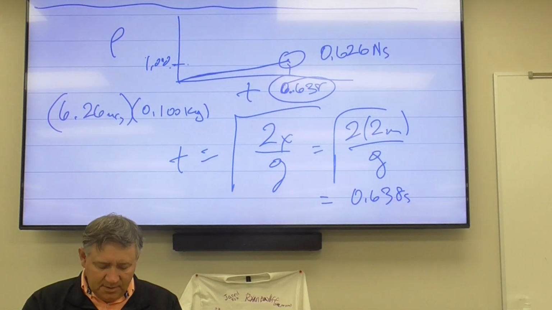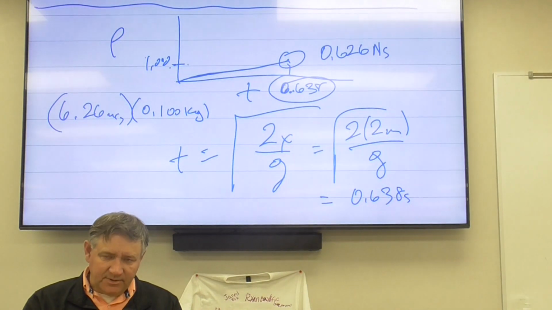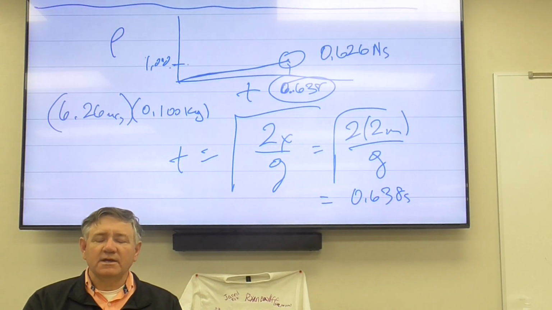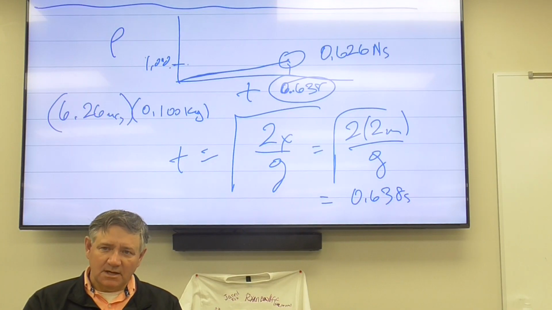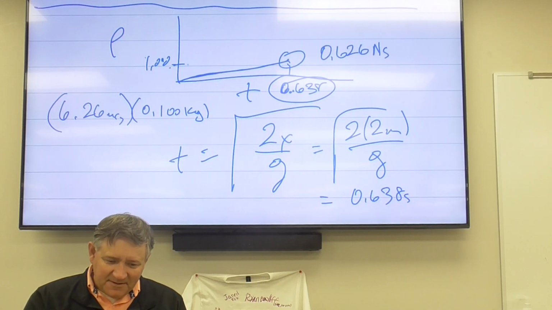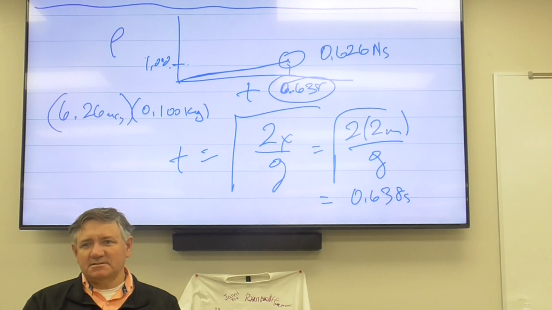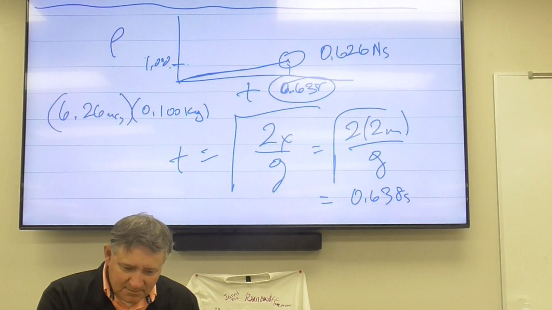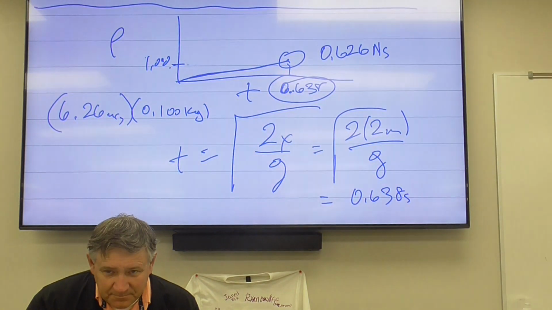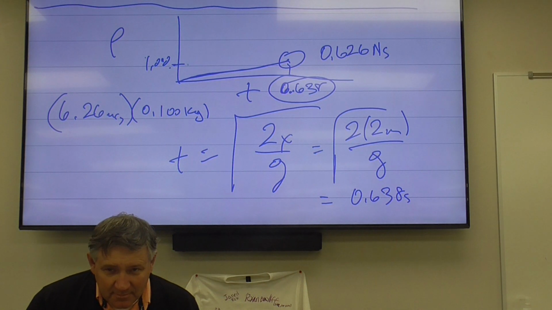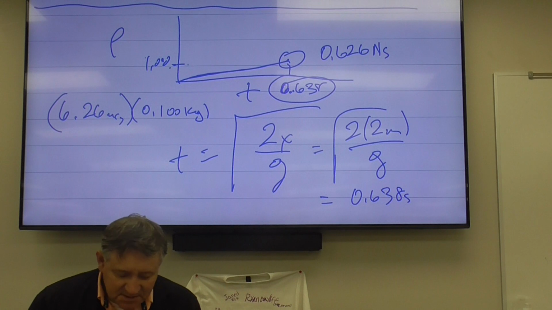What does the slope of a momentum time graph give you? Force. Can we find the slope of the line? Yeah. Cohen, find the slope of the line. Well, we have... Oh wait, it's just the... I'm making this too hard. Change in y over change in x. Change in y is 0.626. It's about 0.1. 0.626 divided by 0.638 seconds.